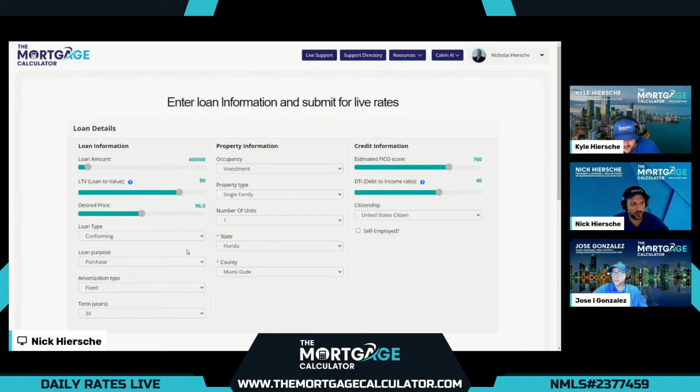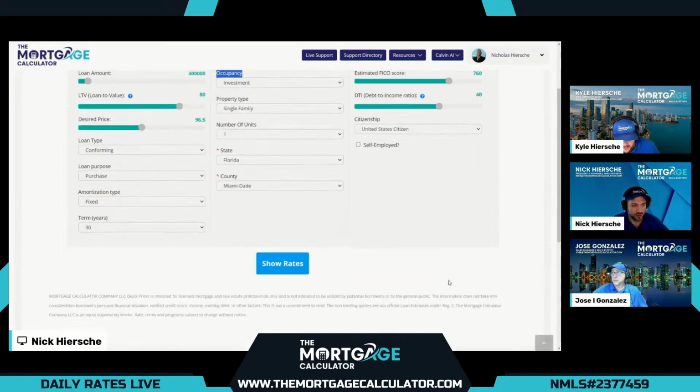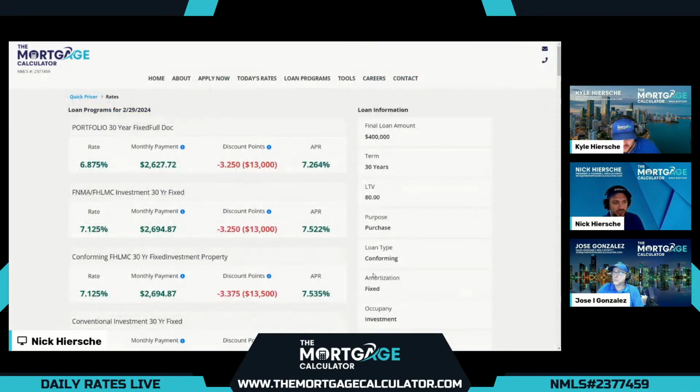So we'll start with conforming conventional. Everything's going to stay the same as all our other demos. We've only changed the occupancy to investment. So let's check out the conventional investment options.